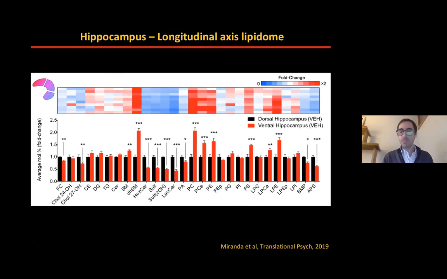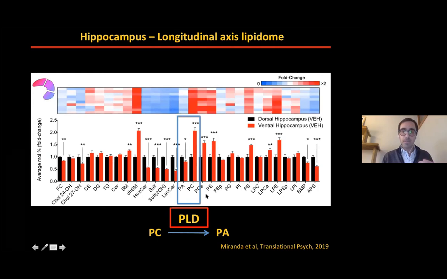And then at the pathway level, we could explore a lot of these potential differences, but this was interesting due to our previous work. We saw that in the dorsal hippocampus, there were higher relative values compared with the ventral in phosphatidic acid and lower levels of phosphatidylcholine. And there is an enzyme that regulates this reaction, which is called phospholipase D.